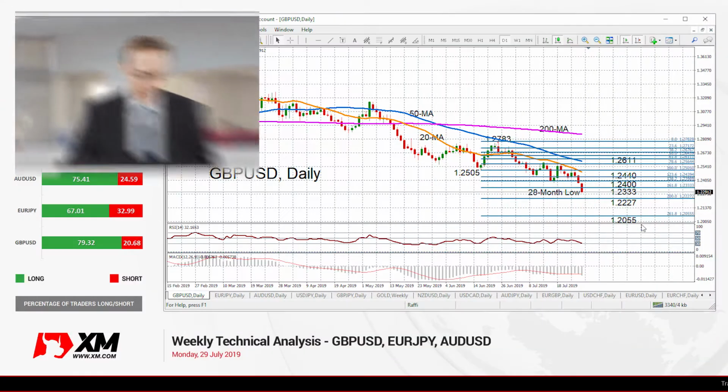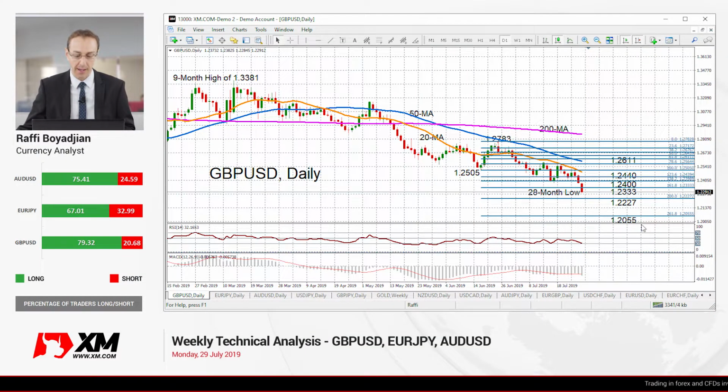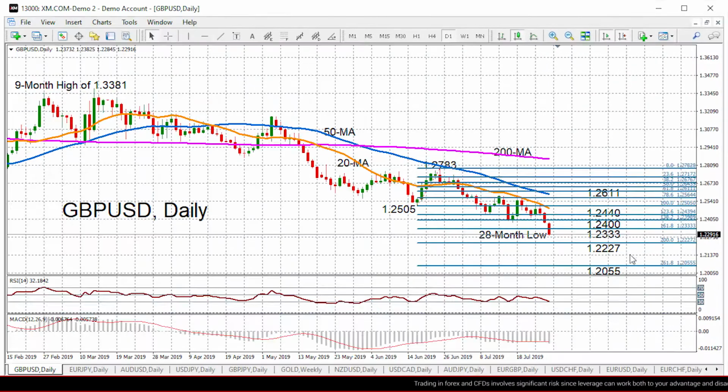I'm Rafi Barjan at XM.com, and this week we're going to be looking at the pound dollar, the euro yen, and the Aussie dollar pairs. So let's start with the pound dollar. We can see that the near-term picture is looking rather bearish. The RSI is just at the oversold level, and the MACD has crossed below its red signal line.